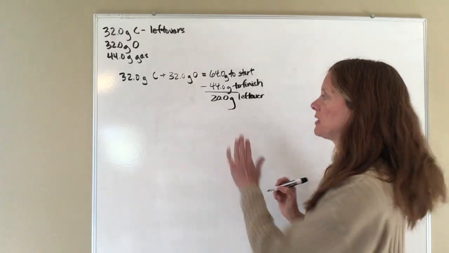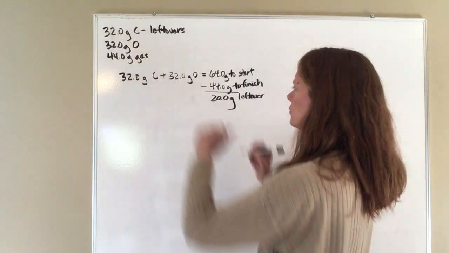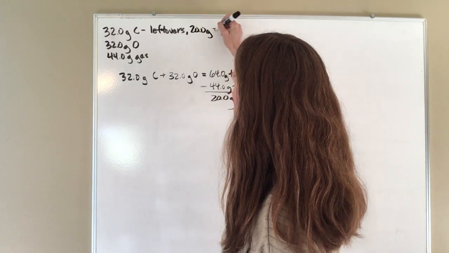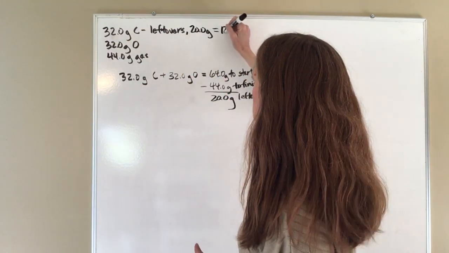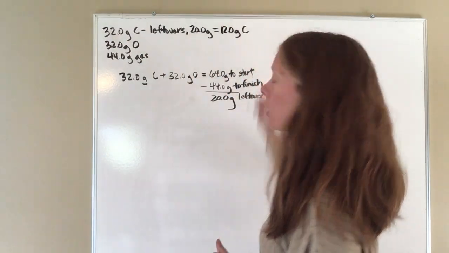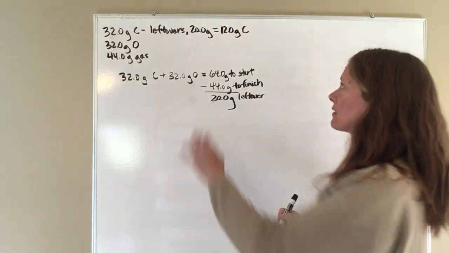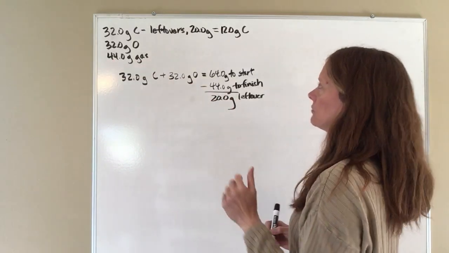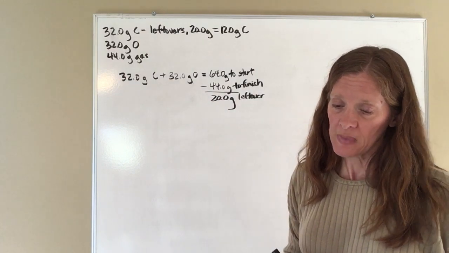Well, the problem tells me that it was the carbon that was left over. So if I started with 32 and I had 20 grams left over, then 32 minus 20 gives me 12 grams of carbon that I actually used. Okay, so now I know exactly how much carbon and how much oxygen was used to make this 44 grams of gas. And if you notice, 12 plus 32 does indeed make 44.